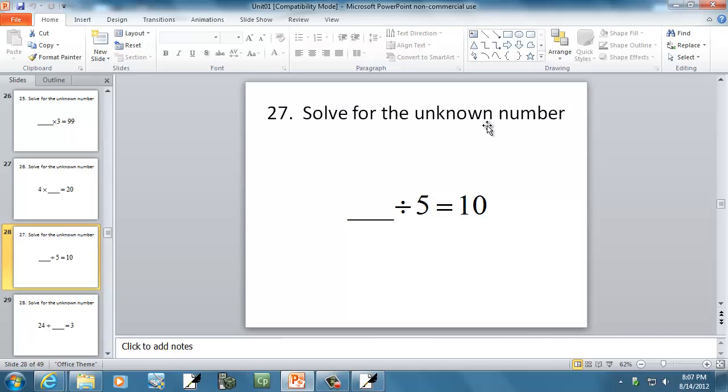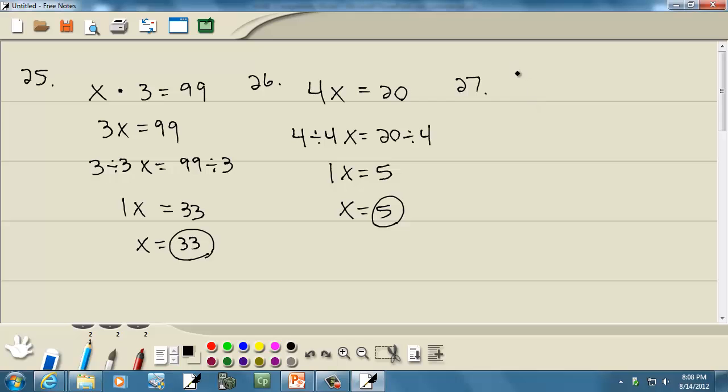Okay, here we got x divided by 5 equals 10. I put an x for the blank, so we got x divided by 5 equals 10. If I were to write this, it would be x over 5. This is fraction form. This is how we typically write it in math. We don't leave it this way. And I want you to get used to this because we're going to use this a lot in fractions.